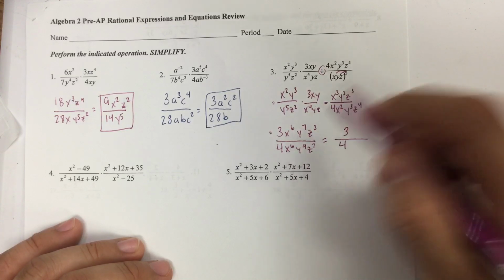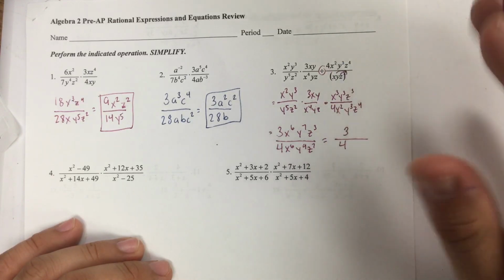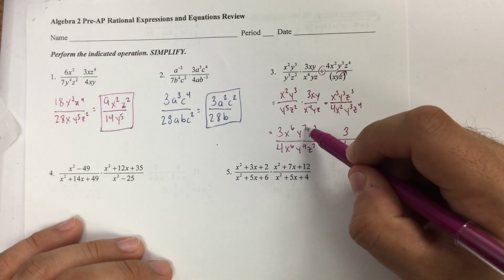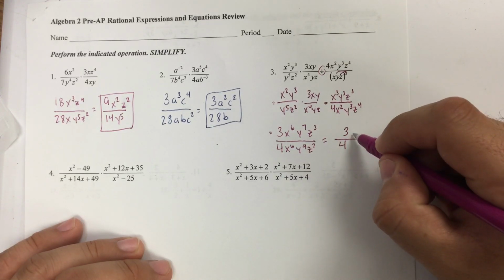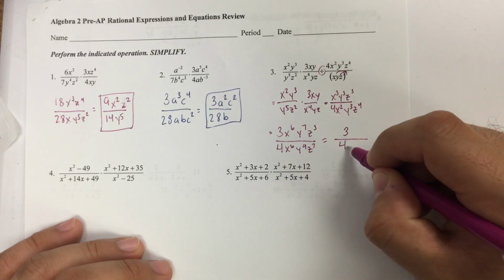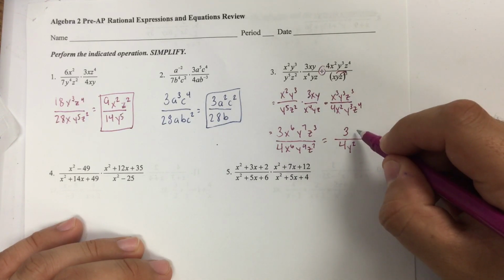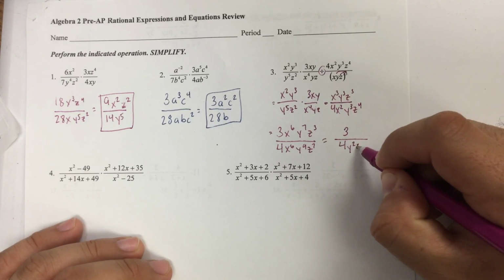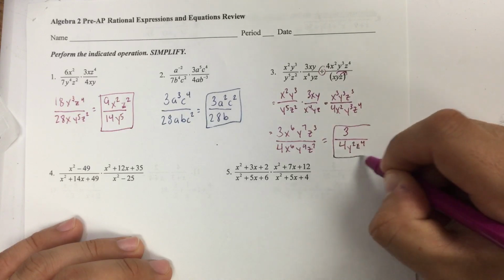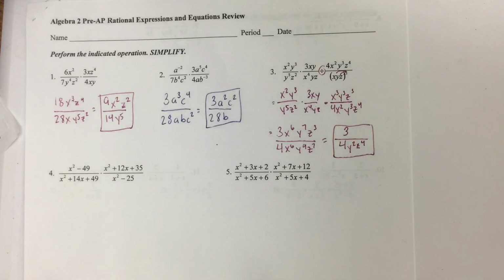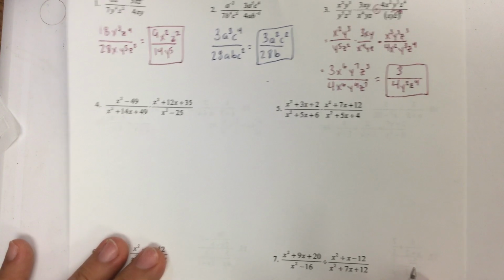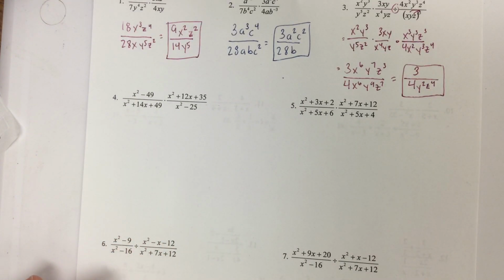X over 6 cancels out, reduces to 0, so x is 0 plus 1, we don't need that. 7 minus 9 is negative 2, but since it's a negative exponent, we're going to move it to the bottom. 3 minus 7 is negative 4, so when we put z to negative 4, we have to move it to the bottom, so it becomes z positive 4. And there's my answer. All right, on to 4 and 5.